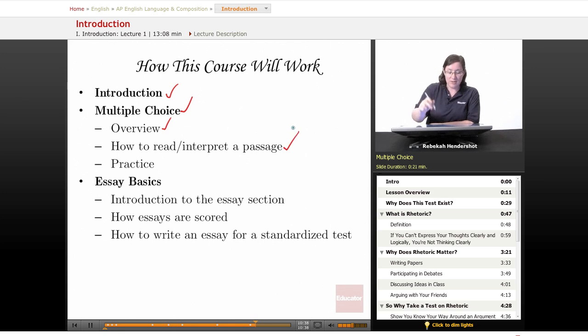We're going to have an entire lesson just on how to read and interpret a passage, how to get the most out of your reading. And then we're going to do some real-world practice with an actual passage and some actual questions, and we're going to see how each one of them works.